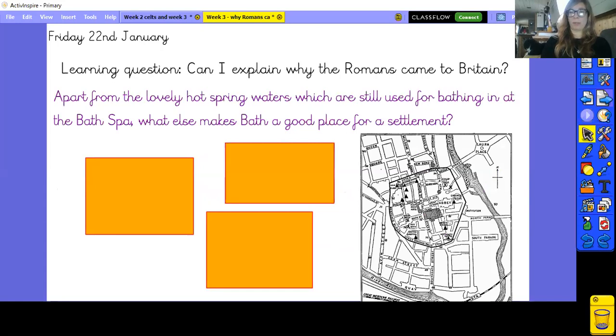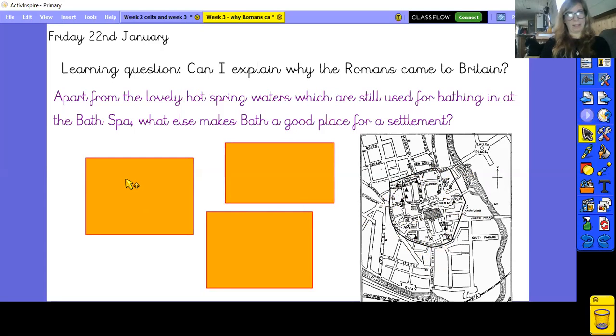So apart from the lovely hot spring waters, which are still used for bathing at the Bath Spa, what else makes Bath a good place for a settlement? Here is an old map of what Bath would have been like. This dark line going around here is an old city wall, which would have protected the very centre of the city. There are still a few little bits of wall remaining, and the street names are more clues to this Roman settlement. You've got lower borough walls there, and upper borough walls. The walls would once have gone around that centre of the city, where you've got the abbey and things in the very middle.